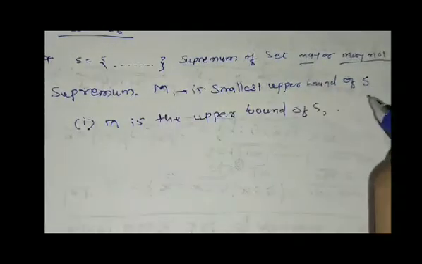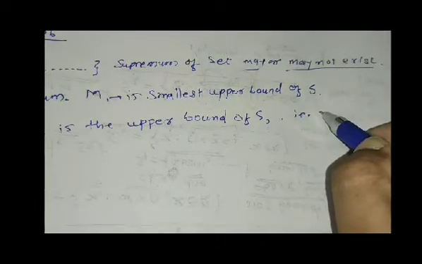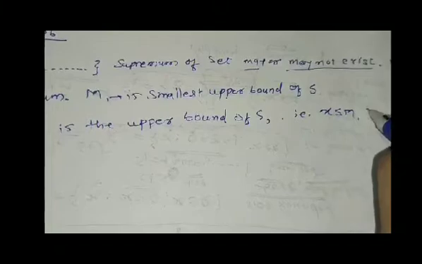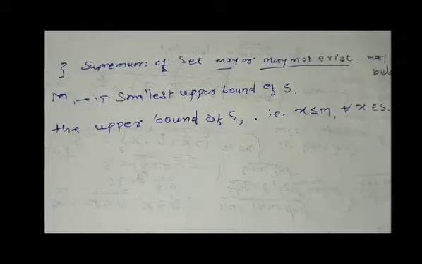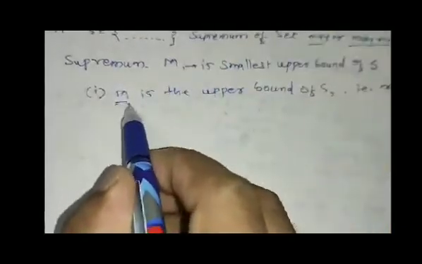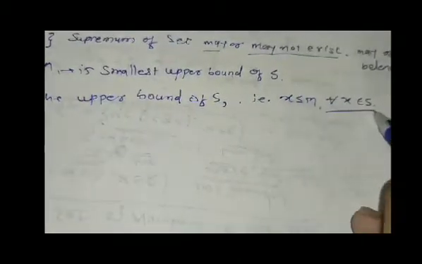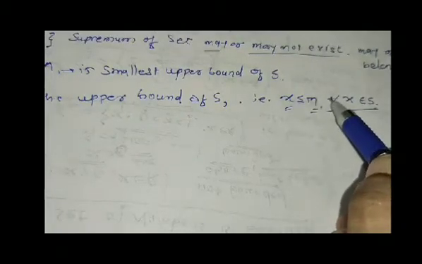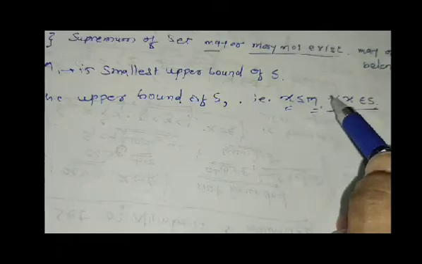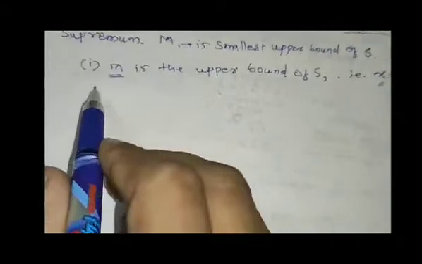So that is x less than or equal to capital M for all x belonging to S. If this capital M is the upper bound of S, then upper bound means all other elements of S must be less than or equal to capital M. So this condition must be satisfied by the supremum.